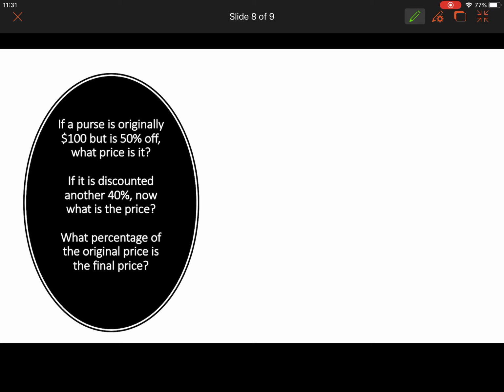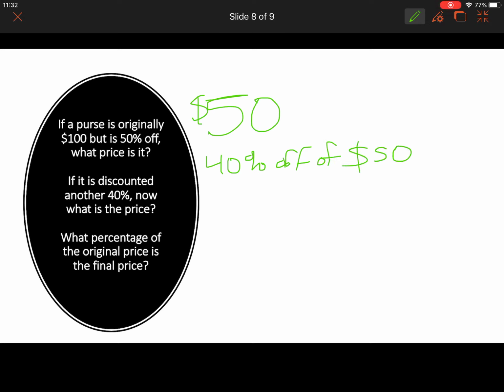So a purse is originally $100, but it's 50% off. What's the price now? Some of you will jump straight to, well, it's $50, right? It's 50% off. If it's discounted another 40%, now what is the price? Okay, so this one's a little tricky because it's 40% off of 50. So what this really is, is 40% less than $50.